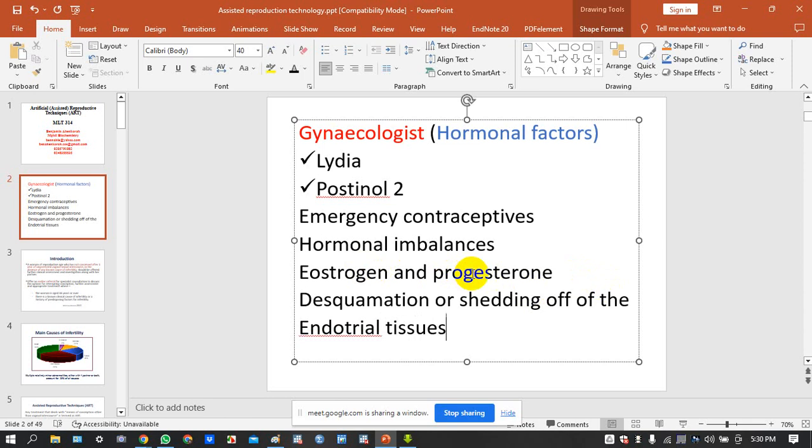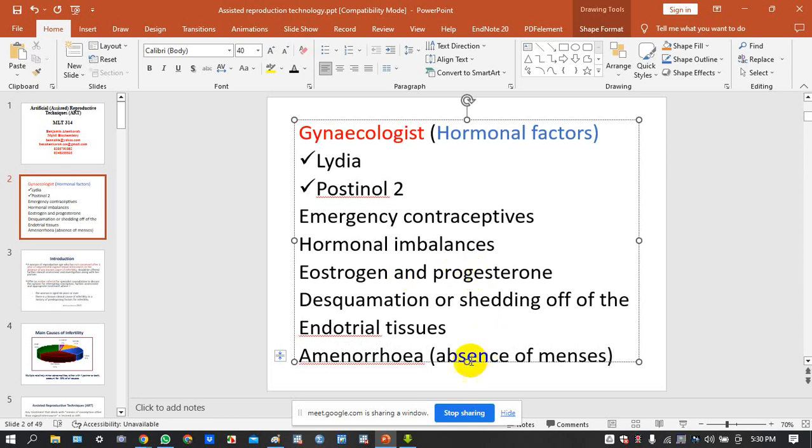Some of them, too, will not be bleeding, but they will have what? Irregular menses. Some, too, will have amenorrhea, which is also called absence of menses or menstruation.